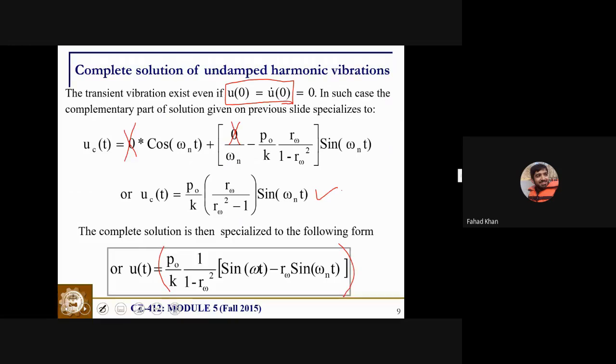P naught by K, 1 divided by 1 minus r omega square, sine omega t. Again, this omega is the forcing frequency, r omega is omega over omega n, and this omega n is the natural frequency of the structure itself. This is the square root of K divided by m. And so this is the total solution.